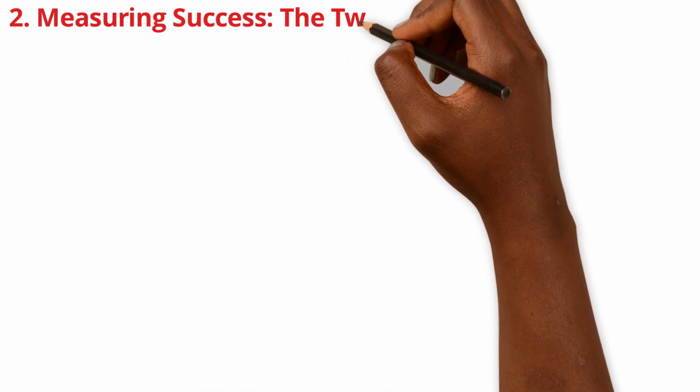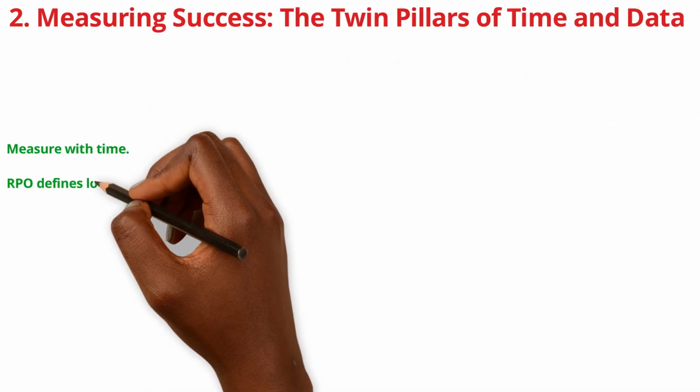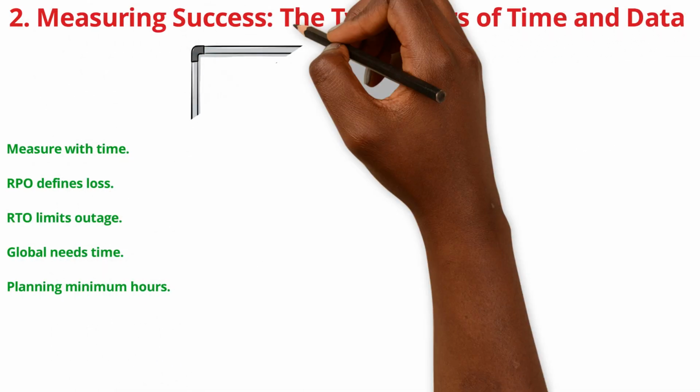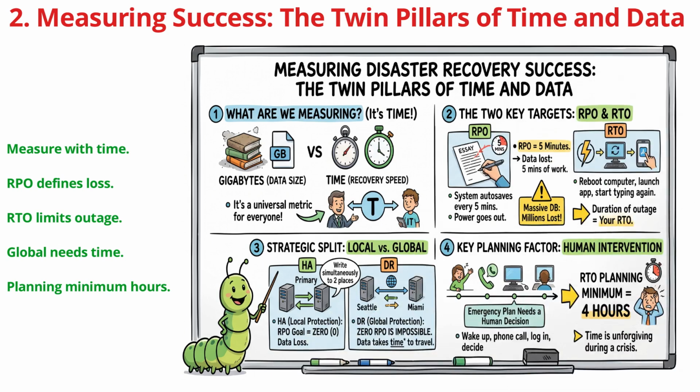When measuring disaster recovery success, don't look at gigabytes. Look at time. Success is a universal metric everyone from the CEO to the IT tech understands. Meet the twin pillars, RPO and RTO. RPO, your recovery point objective, measures how much data you can afford to lose. Imagine typing an essay and the power goes out. Losing 5 minutes could cost a massive database millions.